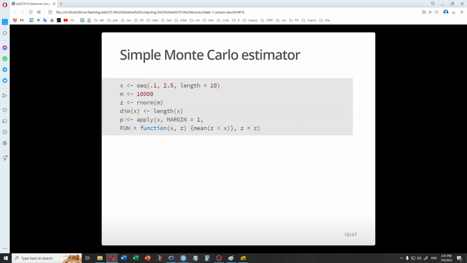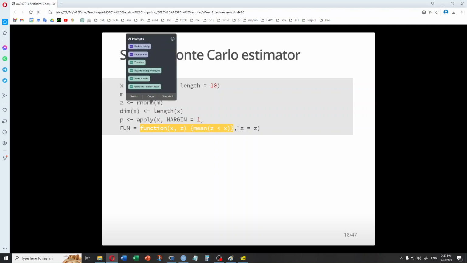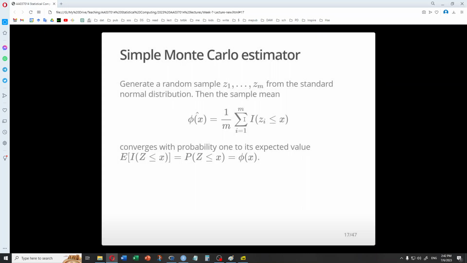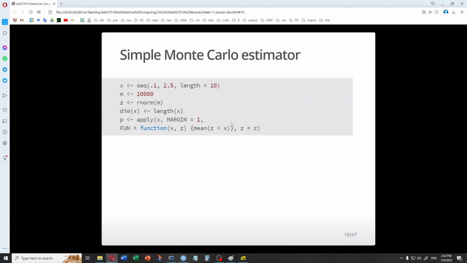Here for p, we use the apply function. We have apply on x, and then margin is equal to 1, and then fun is a function of x and Z. So within the apply function, we want to use this function of two parameters, x and Z, where this function is given by mean of Z less than x. So this corresponds to the indicator function. Here what we do is apply the function to each row in X, so we use margin equal to 1.